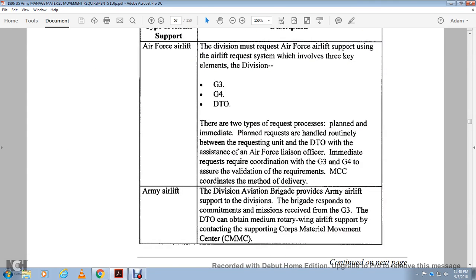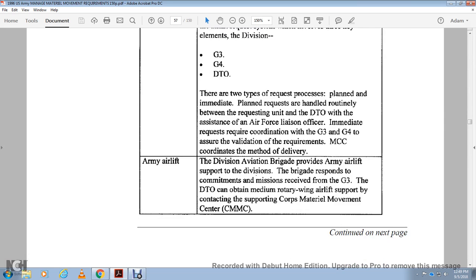The two types of request process are planned requests, handled routinely, and immediate requests. The Division Transportation Officer assists the Air Force liaison officer. For an immediate request, the request coordinates with the G3, G4, ensuring the validation of requirements by the MCC, coordinated with the method of delivery. Army airlift: the Division Aviation Brigade provides Army airlift support within the division. The brigade responds with the commitment of the division to receive the G3. The Division Transportation Officer continues obtaining medium rotary wing airlift support by contacting Support Corps Materiel Movement Command Center.